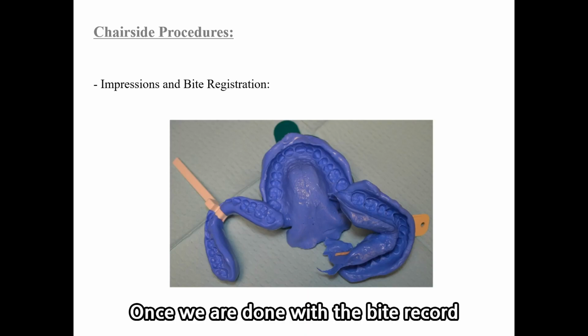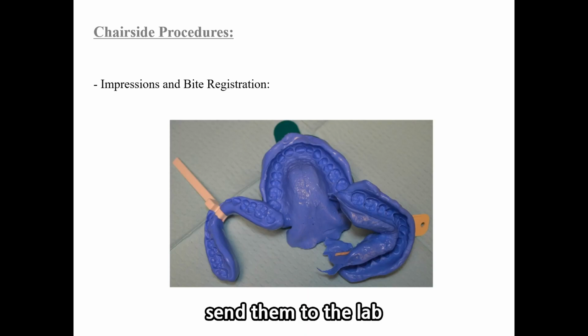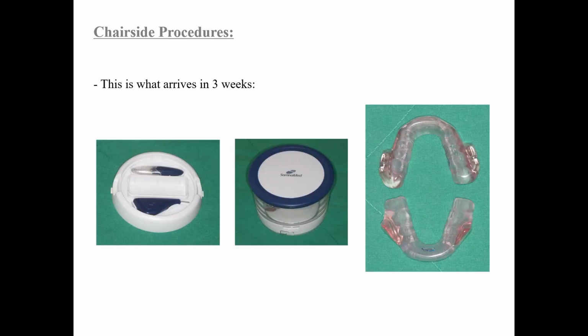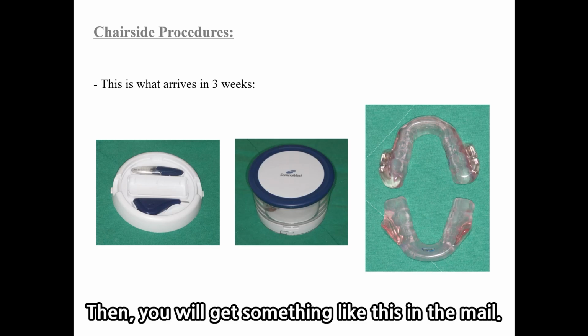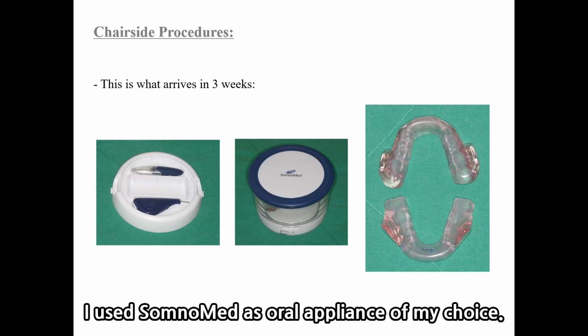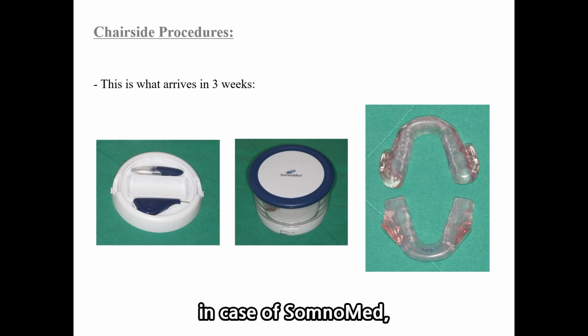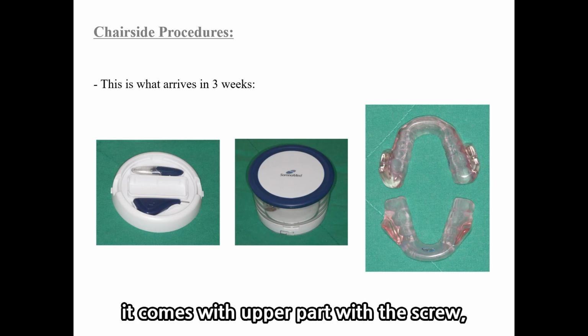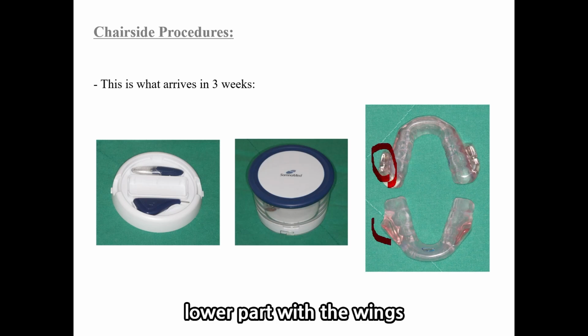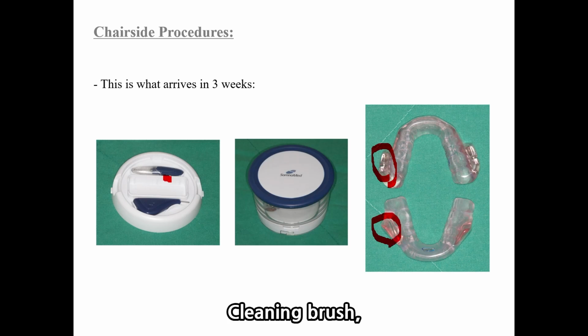Once we are done with the bite record and upper and lower impressions, send them to the lab and wait for about 3 weeks. Then you will get something like this in the mail. I use Somnomed as an oral appliance of my choice, and therefore I'll use Somnomed as an example. In case of a Somnomed, it comes with an upper part with a screw, a lower part with the wings, a cleaning brush, and an activation key.